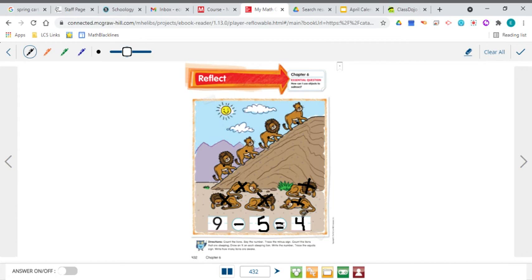I would like you to upload your work to Schoology so that I can make sure that you did complete the review before you take your test tomorrow.